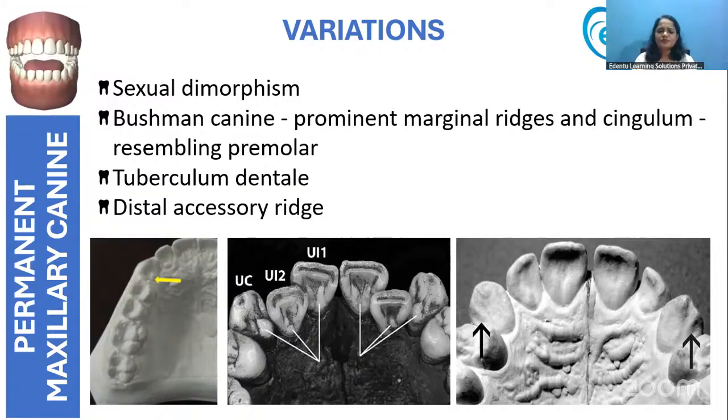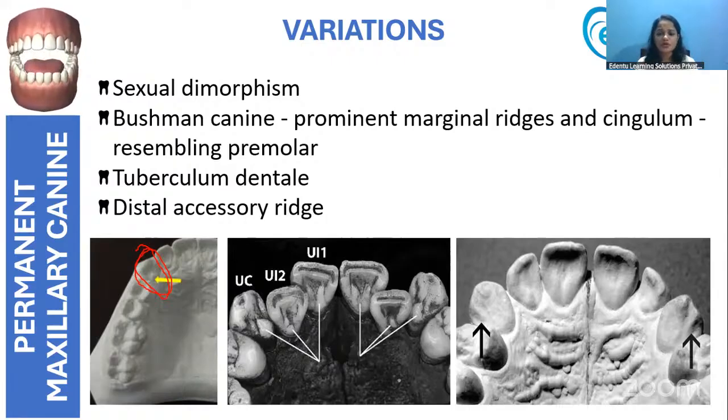Now, next is the Bushman canine. This is an example of a Bushman canine. This Bushman canine will have prominent marginal ridges and it will have a prominent cingulum also. So the tooth, if you look at it, will resemble a premolar. That is the importance of the Bushman canine, mostly seen in the Bushman people, a race that is seen in the African regions. Such type of canine is usually seen in them.